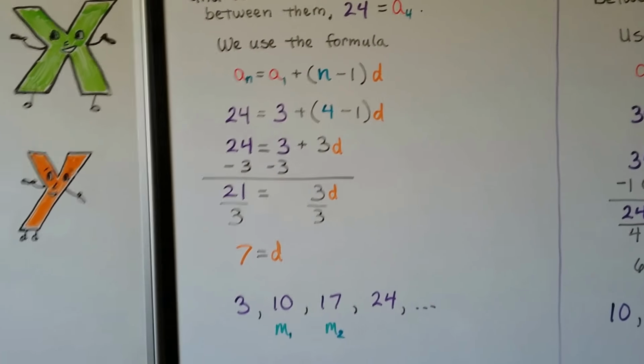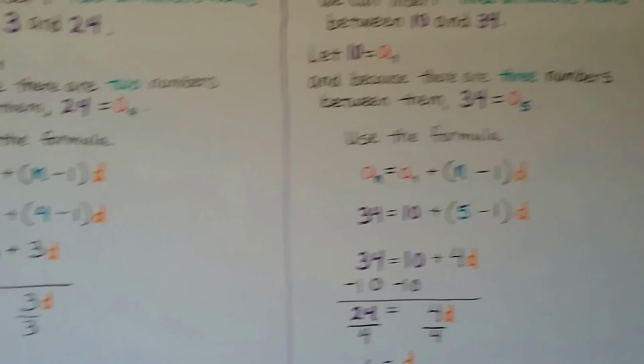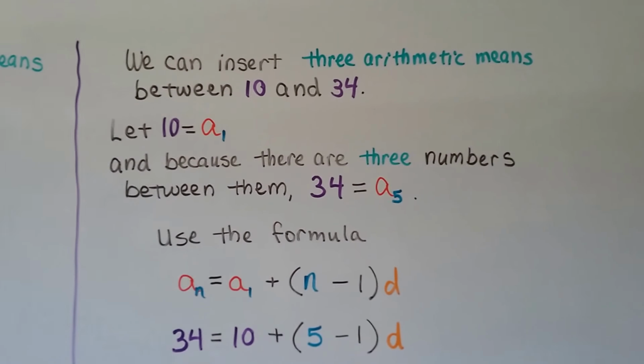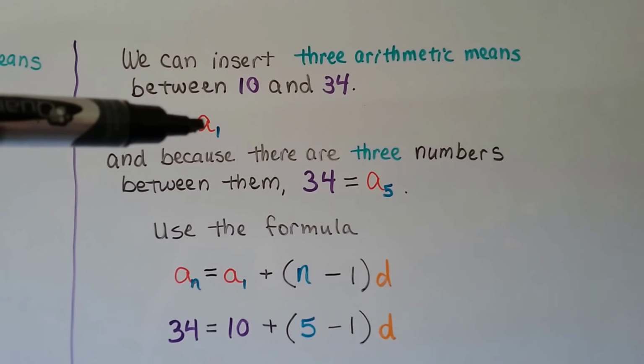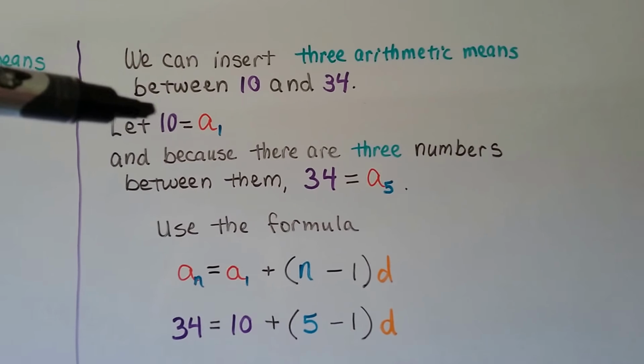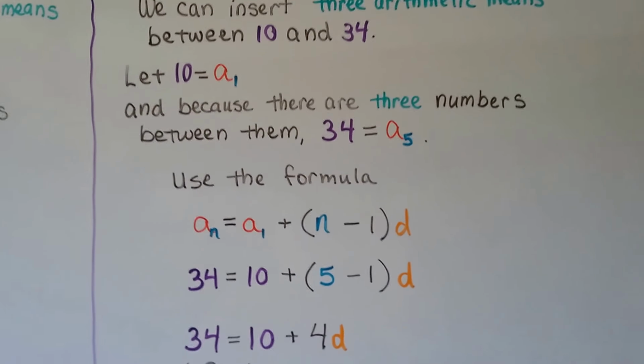Okay, for those of you who need it, we're going to try it one last time with 3. We can insert 3 arithmetic means between 10 and 34. So we're going to let 10 be a sub 1. That means we have 3 between it, so that's a sub 2, a sub 3, a sub 4. So the 34 must be a sub 5. I'm going to use our formula.